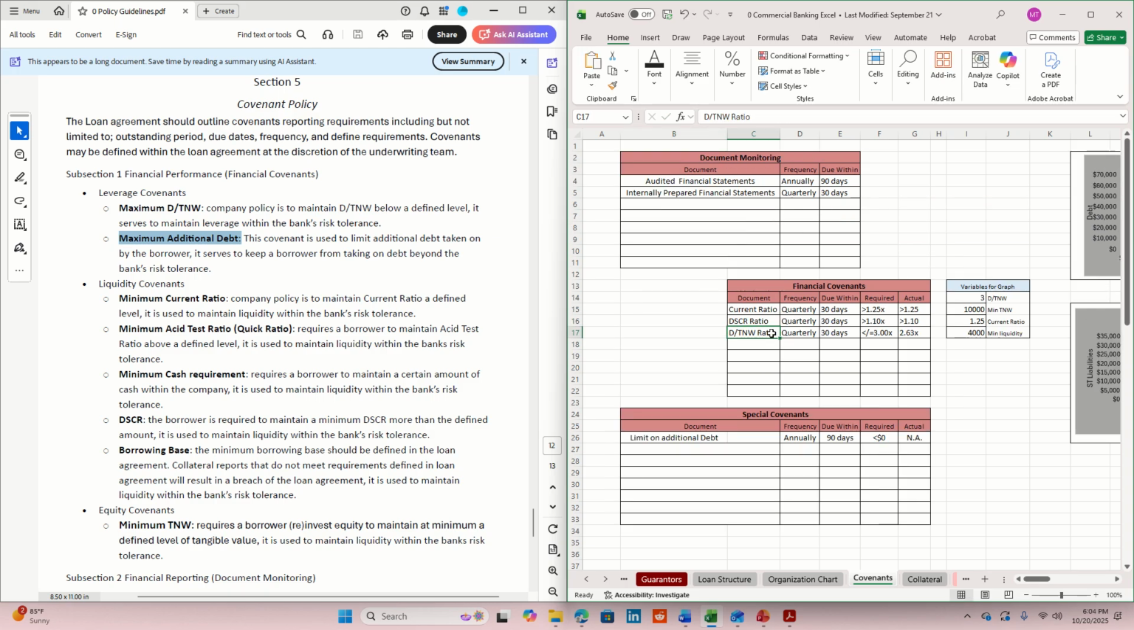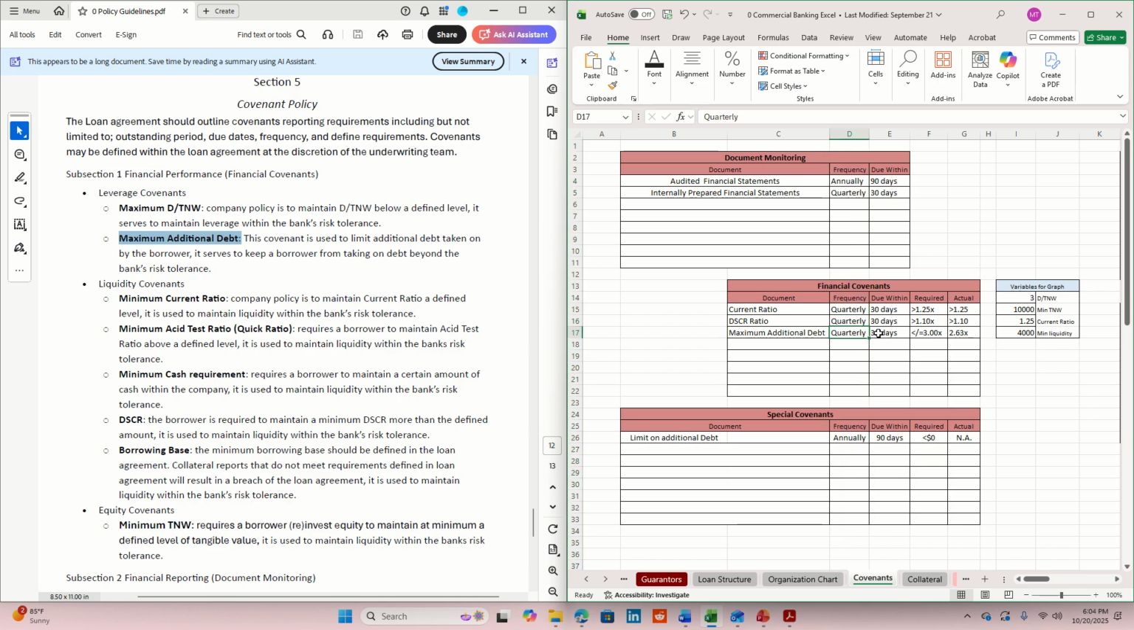Okay, and we'll put this in financial performance. So instead, maximum additional debt. And this is for companies that have leverage problems, but also for companies that have the problems that I just mentioned a second ago. 90 days. We're going to do less than 0. Less than 0. And then we're going to do not applicable. Okay, not applicable.